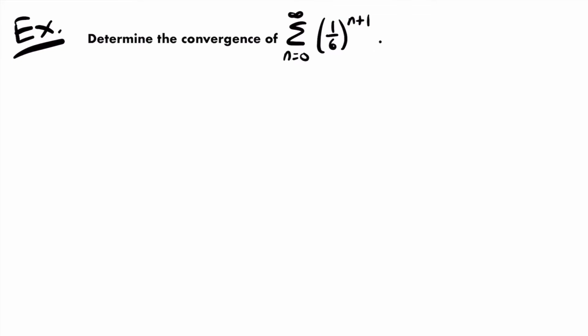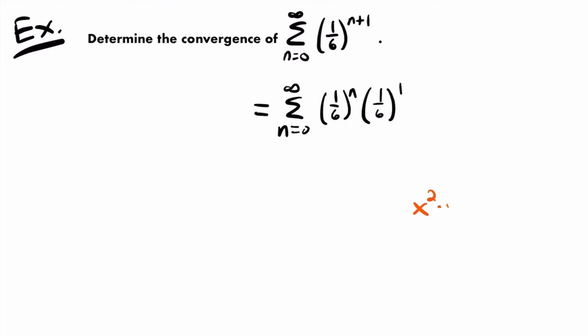And we can do that by splitting up this power. And so here's what I mean by that. This would be equal to the sum from n equals 0 to infinity of 1/6 to the power of n times 1/6 to the first power. Right? When you multiply two values that have exponents with the same base, you add the exponents, right? If you have x squared times x cubed, that's equal to x to the 5th power because you added 2 and 3. And so the same would apply for 1/6 to the power of n and 1/6 to the first power. We would add those exponents and have n plus 1.